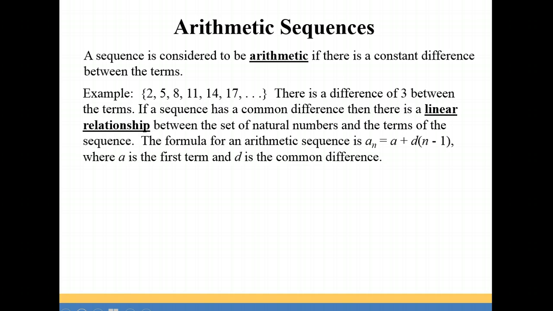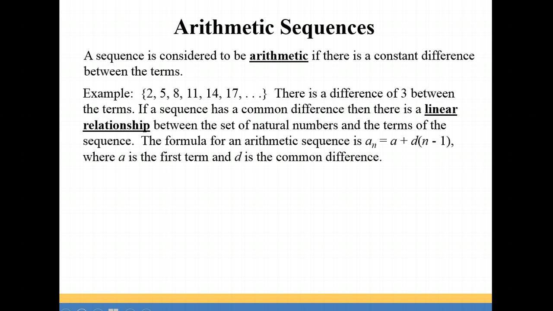We have the sequence that starts at 2 and then goes to 5, 8, 11, 14, 17, and so on. There is a difference of 3 between the terms of the sequence. In other words, if you start at 2 and you add 3, you get 5, add 3, you get 8, add 3, you get 11, and so on.